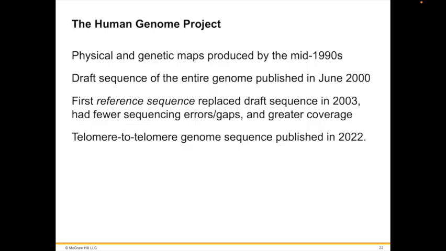The Human Genome Project. The physical and genetic maps were produced by the mid-1990s, the draft sequence of the entire genome was published in June of 2000, and the first reference sequence replaced the draft sequence in 2003. It had fewer sequencing errors and gaps and greater coverage. The telomere to telomere genome sequence was published in 2022. That took some time and some computing power.